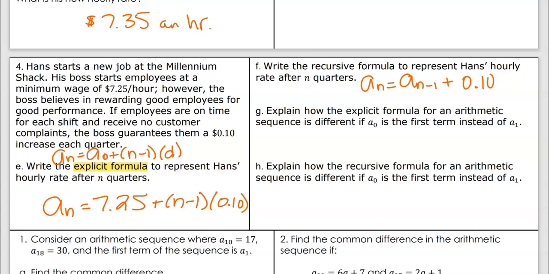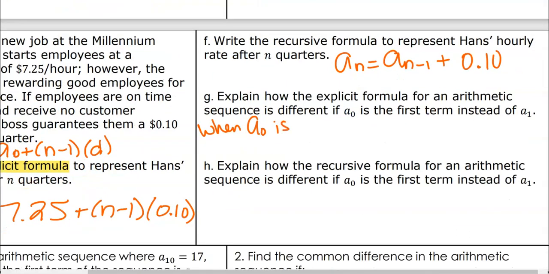Good. So if we started at A1, then his first quarter didn't exist, or he didn't get the raise for his first quarter, right? So the reason why we use A0 is because we need to represent nothing's happened yet. Okay, so when A0 is first, you get $7.25 as the starting rate.